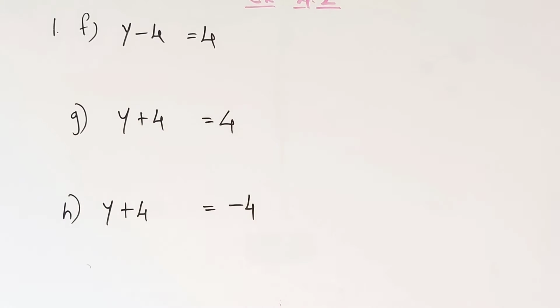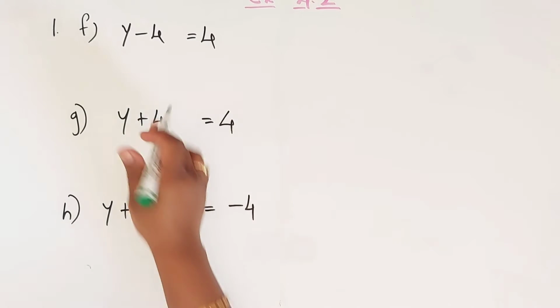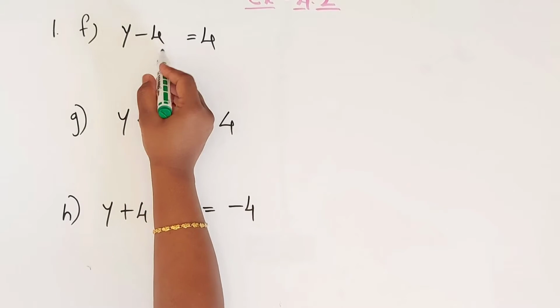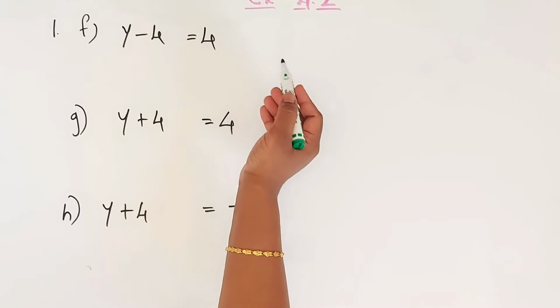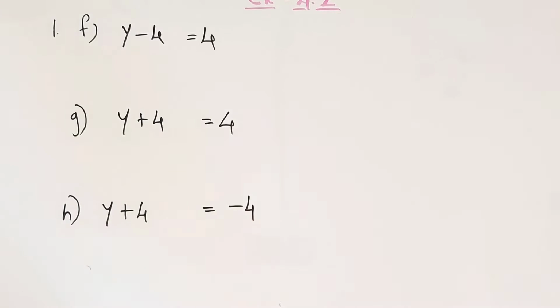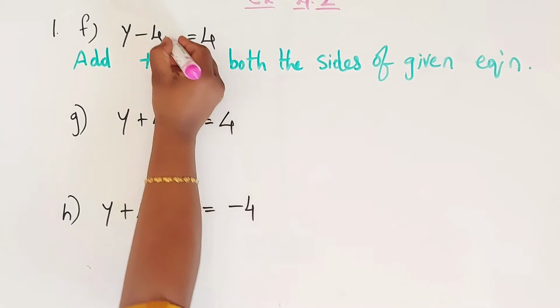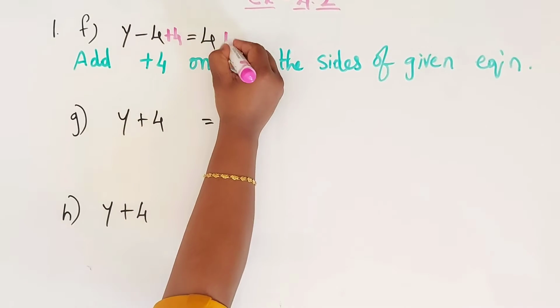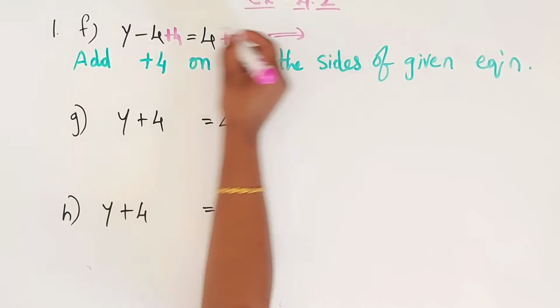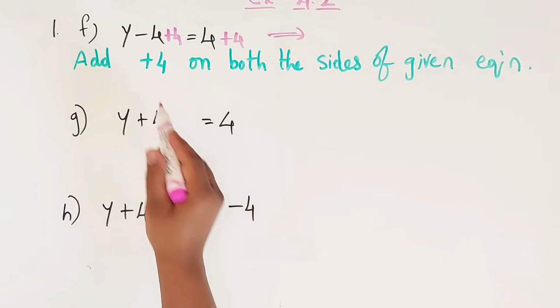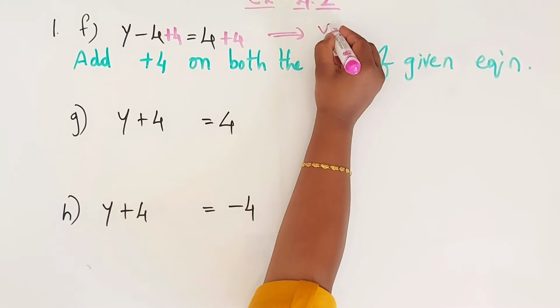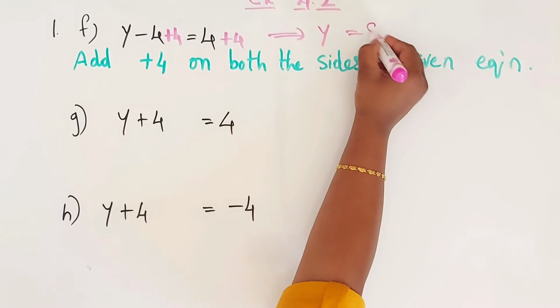Question F. y minus 4 equal to 4. Here negative 4 is there. That means we have to add plus 4 here and on the right hand side also. Now adding plus 4 on both the sides, plus 4 here and plus 4 here also. From here, y minus 4 plus 4, minus 4 plus 4 is 0. So y equal to 4 plus 4, it is 8.